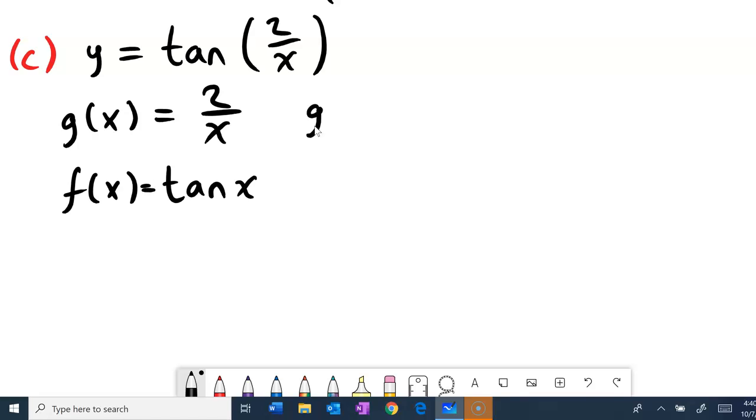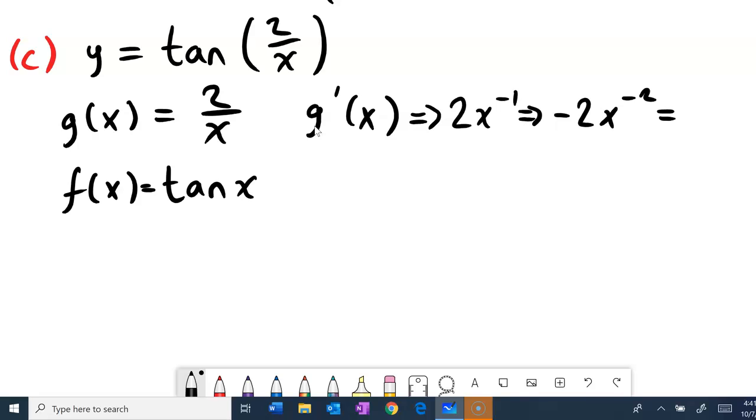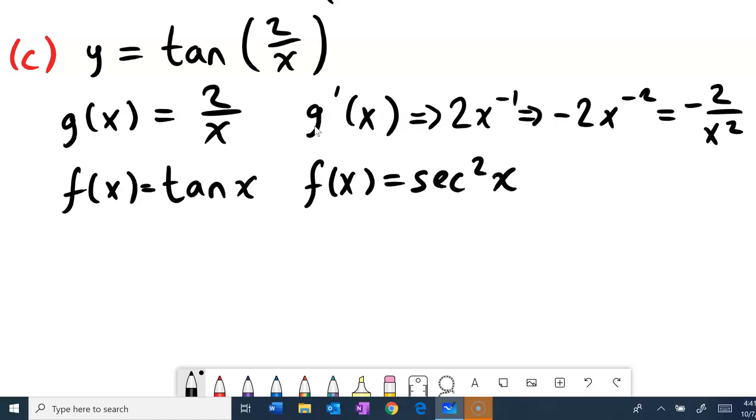We can find the derivative of the inside function by using the power rule. I'll show you it in steps. You can probably do it in your head, but it's 2x to the minus 1. So its derivative should just be, you bring the 1 over and then you subtract, and then we get the answer of negative 2 over x squared. The derivative of tangent is secant squared. This one you just have to know by memory.